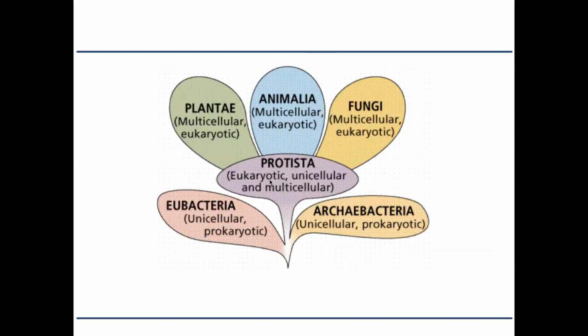Then you have the remaining three eukaryotic kingdoms, the plants, the animals, and the fungi. All of these are multicellular life forms, again, no longer unicellular. And all of them consist of this eukaryotic cell organization.